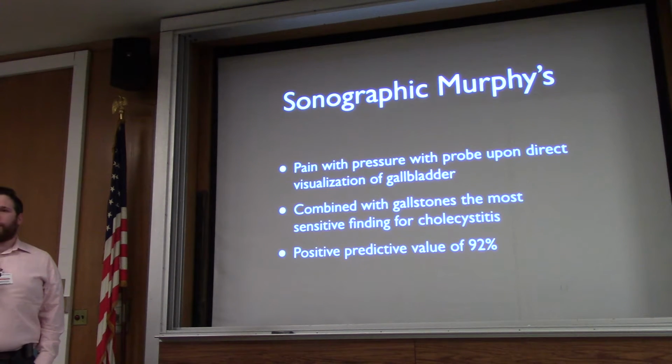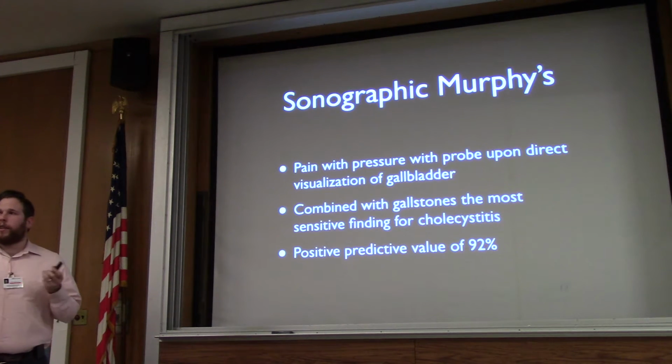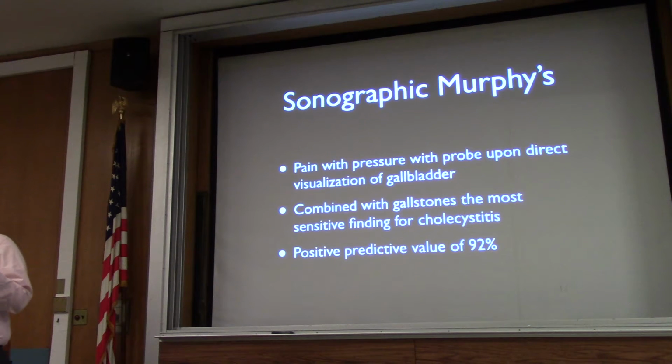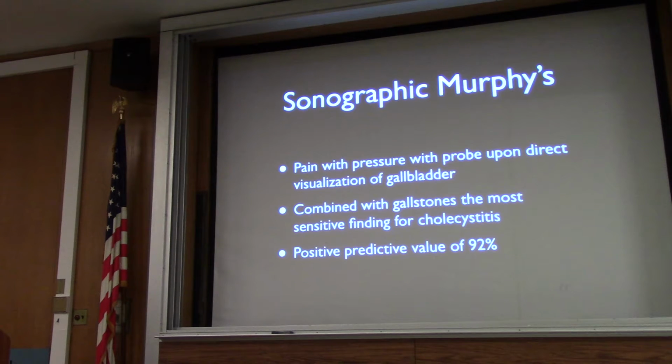The sonographic Murphy sign, on the other hand, is super important because it is the most sensitive finding in addition to gallstones for cholecystitis. It's not gallbladder wall thickening, it's not pericholecystic fluid. It's stones and a sonographic Murphy sign, which has a positive predictive value of 92% for cholecystitis. So you have to really think twice. If the patient has a good story for it and they don't have gallbladder wall thickening, you might have to have a conversation with the radiology resident or the surgeon, saying this patient has gallstones and a sonographic Murphy sign, so they very well might have cholecystitis.